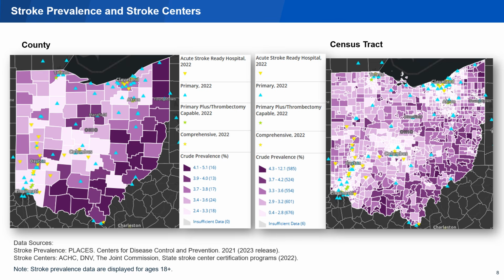These maps show a variety of stroke center types throughout the state: acute stroke-ready hospitals, primary stroke centers, primary plus and thrombectomy-capable stroke centers, and comprehensive stroke centers. We can see from these maps that there are some areas with the highest stroke prevalence that do not have stroke centers in their jurisdiction.